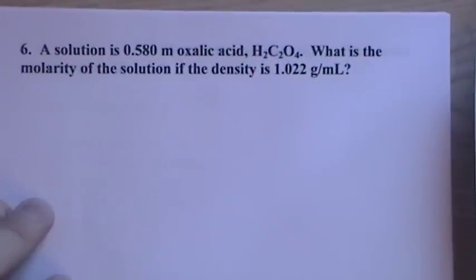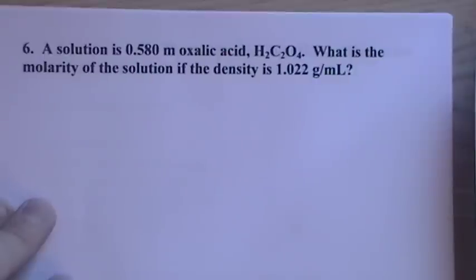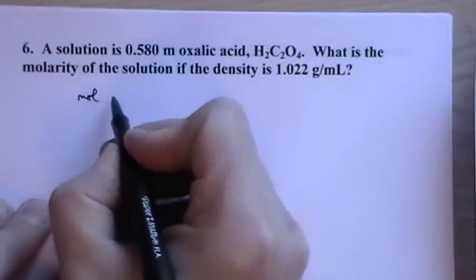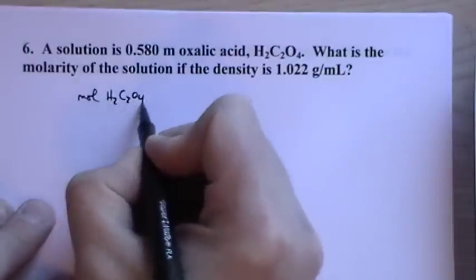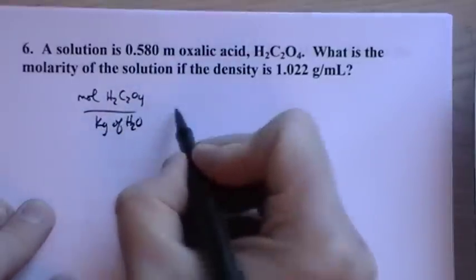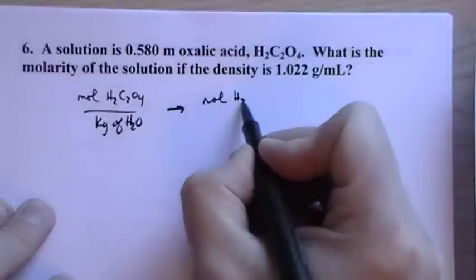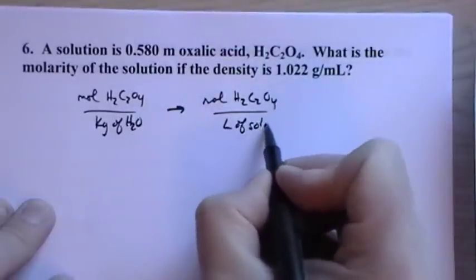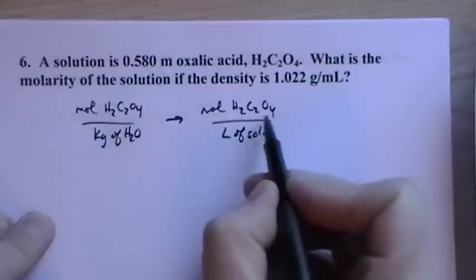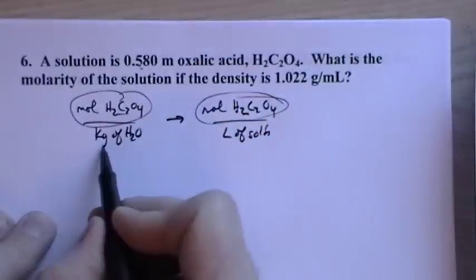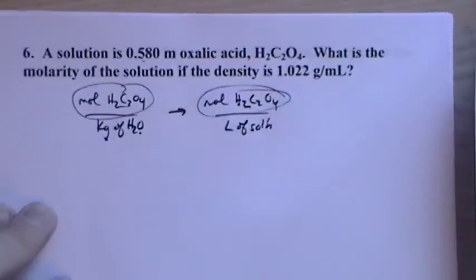The solution is 0.580 molal oxalic acid. What is the molarity of the solution? So we're going to go from moles of H2C2O4 over kilogram of water to moles of H2C2O4 over liters of solution. Alright, so the big thing here is that the moles are already set, so this 0.58 will go directly over. Now we got to convert kilograms of water to liters of solution.